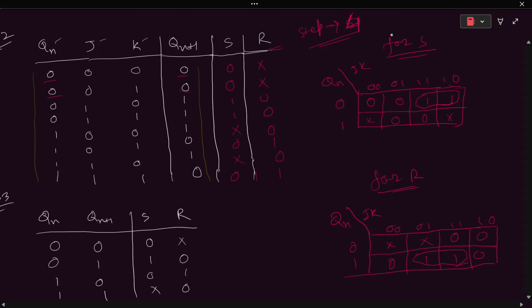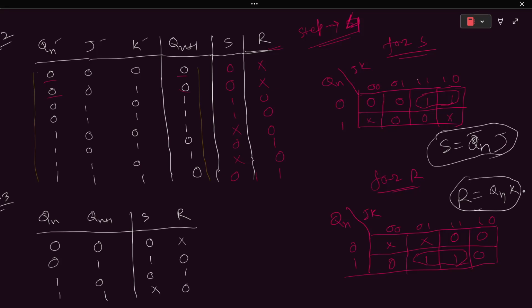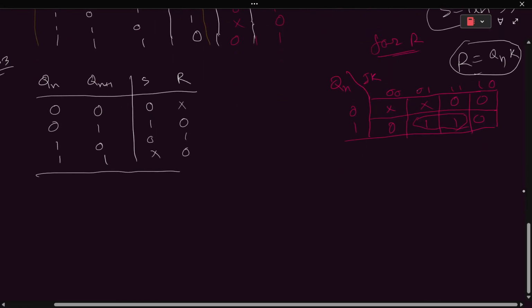So A is equal to what? A is equal to this pair. In this pair, Qn is Qn. Here S is in terms of the present state, that is Qn complement, and J is fixed, K is changing, so J is there. So Qn complement J is the S, and what will be the R? R is in that case Qn is there. So Qn, and J is changing, but K is fixed. So Qn K. This is the thing that I need to draw, the final state or the circuit.